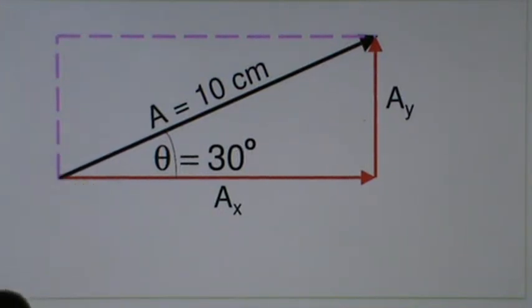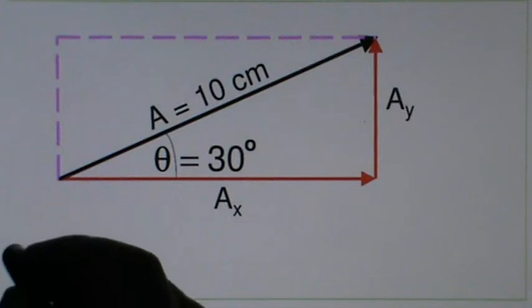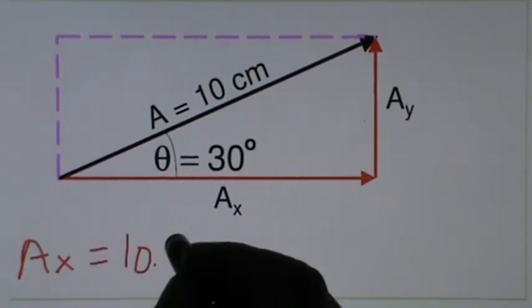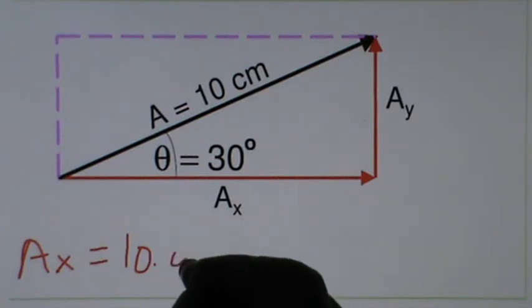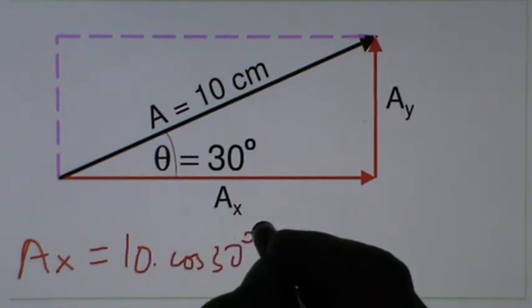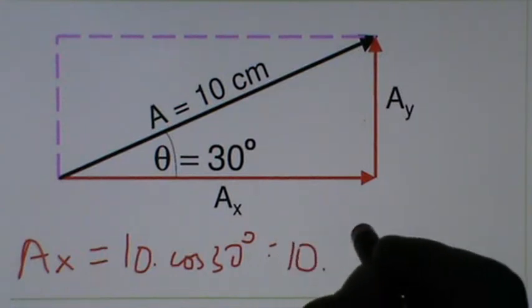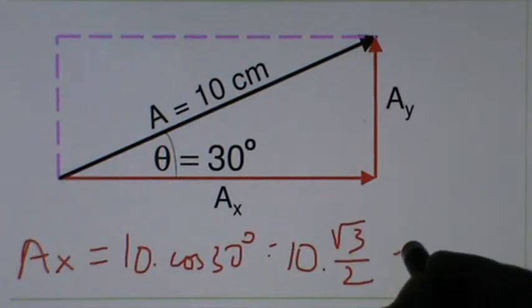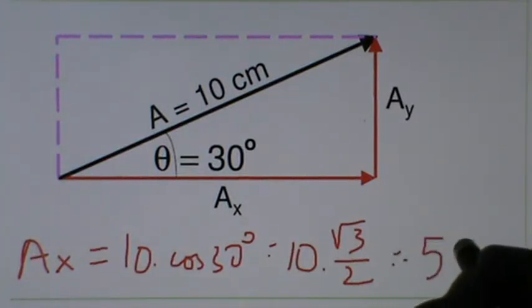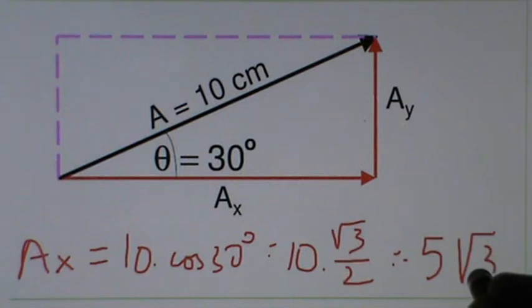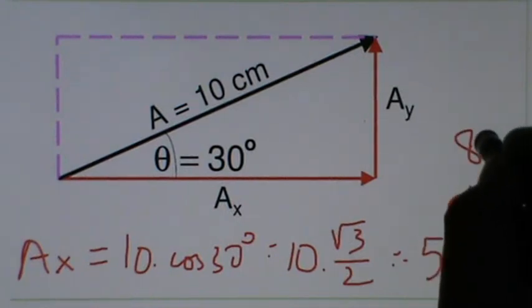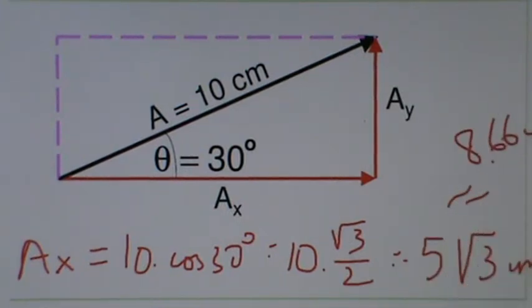And the ax here is 10 times cosine 30, and cosine 30 is square root 3 divided by 2, so you get 5 times square root of 3 centimeter, or this is around 8.66 centimeter.